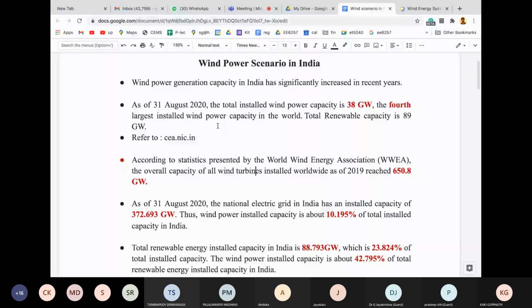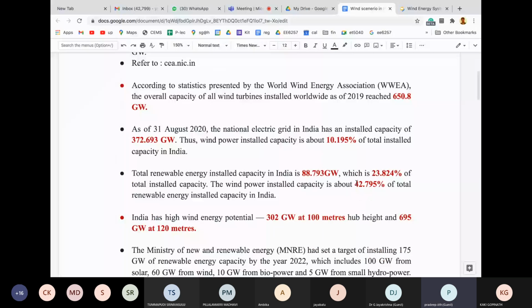And as of 31st August, as we just discussed, 372 gigawatt is the all India installed capacity, out of which wind power is about 10% and total renewable energy is about 23%. So 23.8% is the renewable energy capacity. Now energy wise, we also saw that it is about 10%.